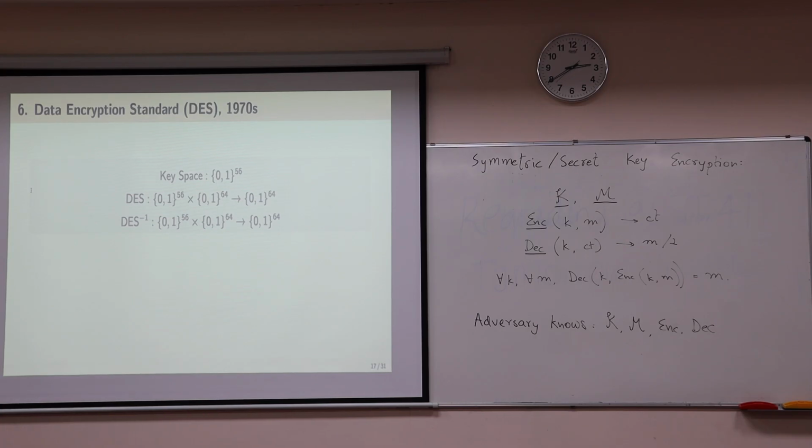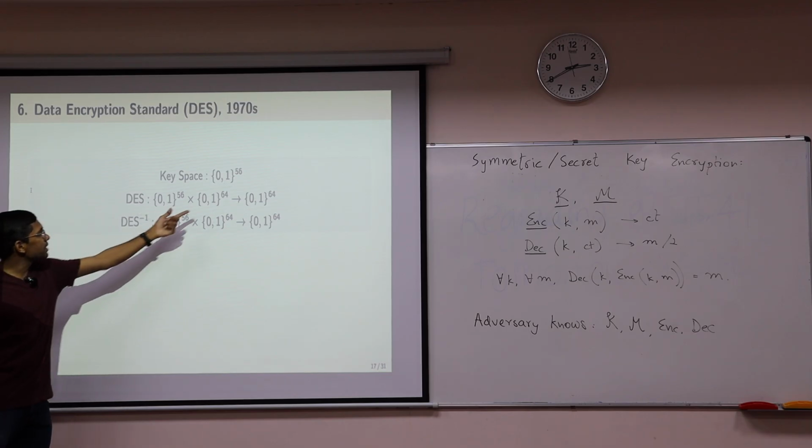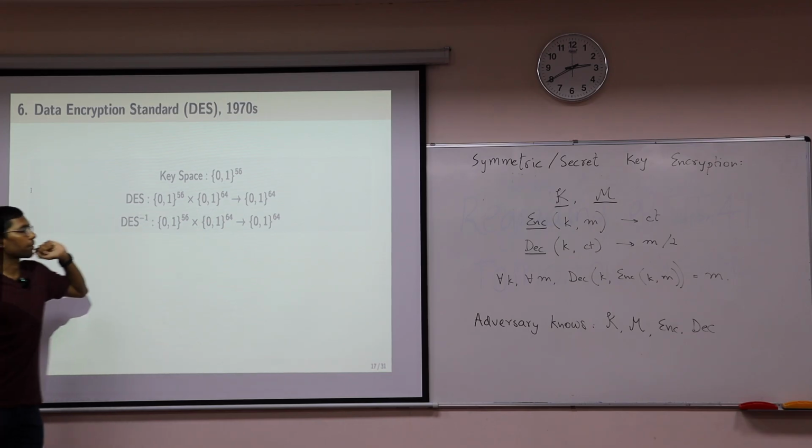So what this scheme gives us, the key space was {0,1}^56, which is 56 bits. Each key was 56 bits long. And then they gave two algorithms, DES and DES inverse. DES is used to encrypt, DES inverse is used to decrypt. And the message size was 64 bits long.